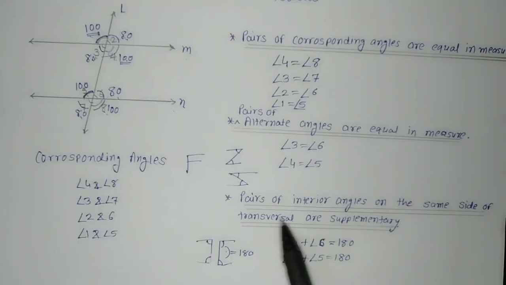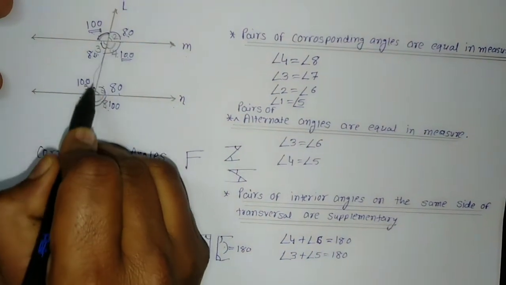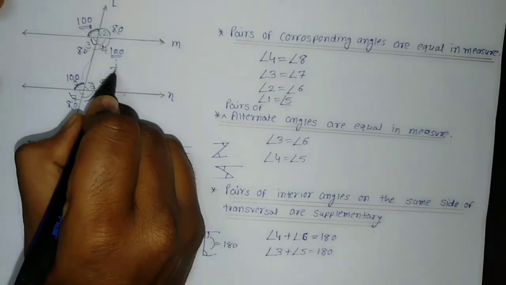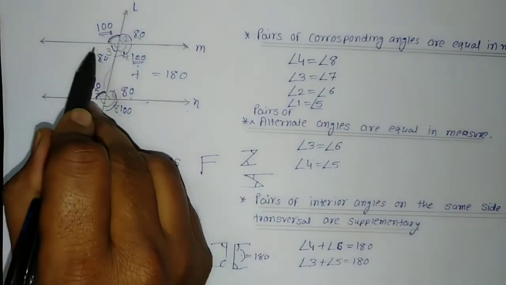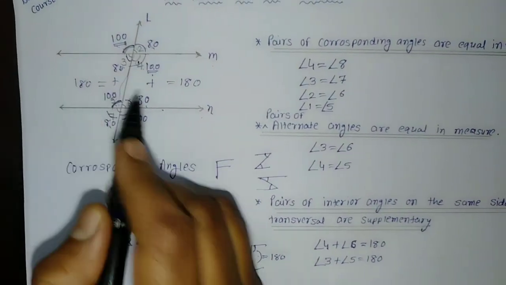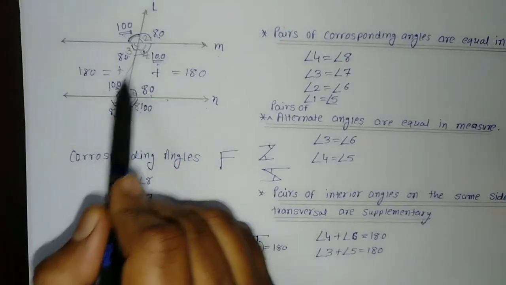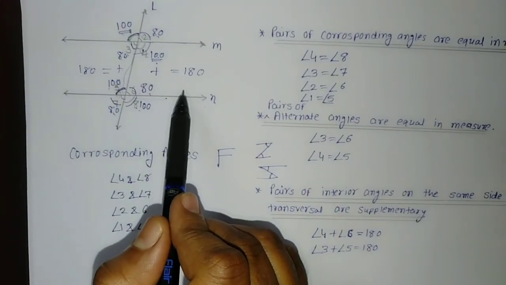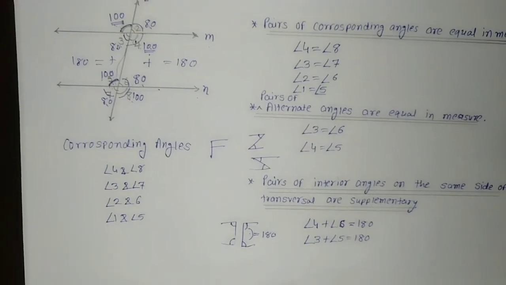As well as pairs of interior angles on the same side of the transversal are supplementary. It is making a C, this one. Then this angle and this angle, we can say this is 100 and this is 80. 100 plus 80 is equal to 180. In a similar way here also, 100 plus 80 is equal to 180. So pairs of corresponding angles are equal, pairs of alternate angles are equal, and pairs of interior angles on the same side of the transversal are supplementary. This is the basic concept of two parallel lines and their transversal.